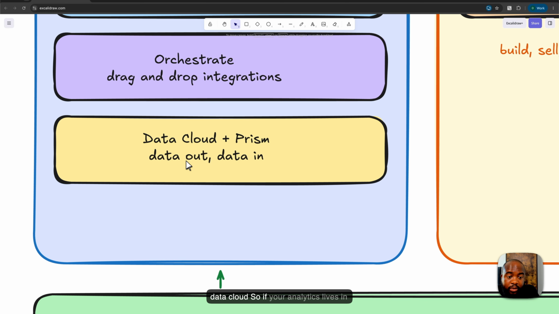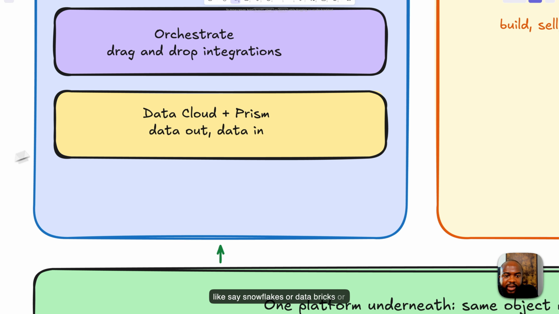Data Cloud is where it is. So if your analytics lives in, say, Snowflake or Databricks or whatever, Data Cloud opens trusted Workday data up to them visually, and that's amazing. So it runs both ways. So when you need to ingest or secure or transform external data, it's in your workflow.